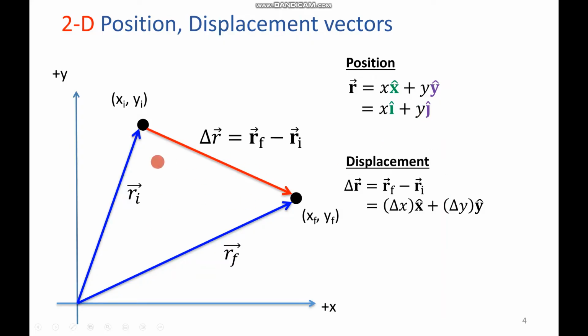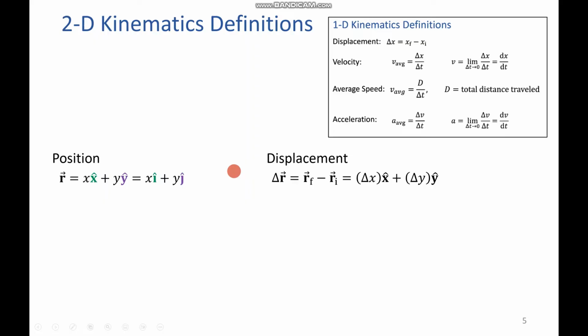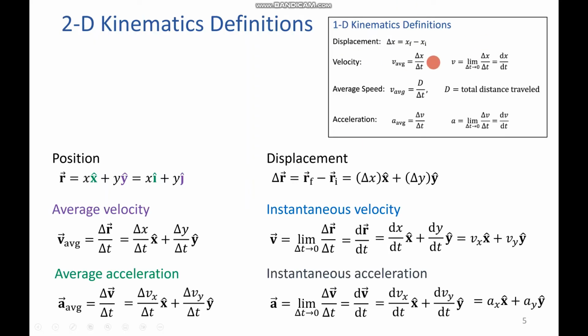But this vector here, this is going to be our new one, right? This is the change in our position vector. It's basically just this, r_f minus r_i. We'll see that here. This is our displacement, right? And you can also represent this as delta x x-hat plus delta y y-hat. So these two equations, like we just talked about, are the changes we're making from our 1D kinematic definitions to our 2D kinematic definitions, okay?